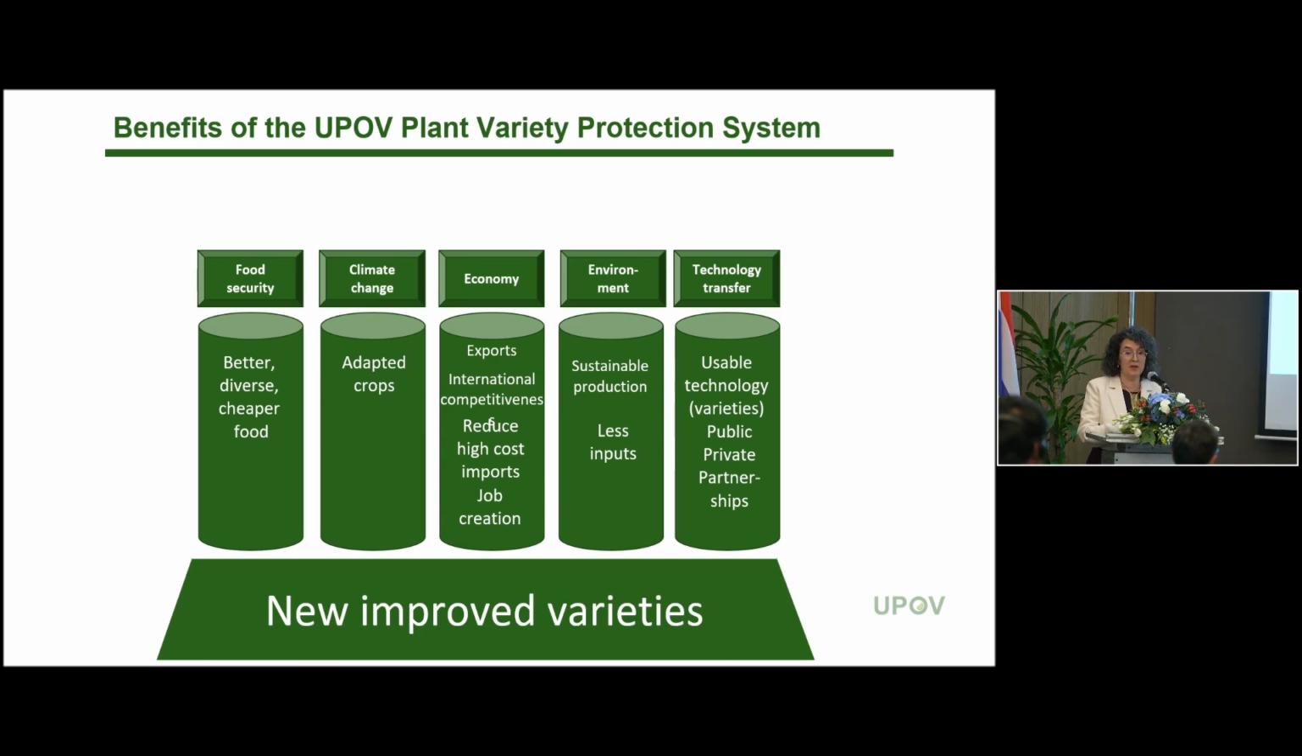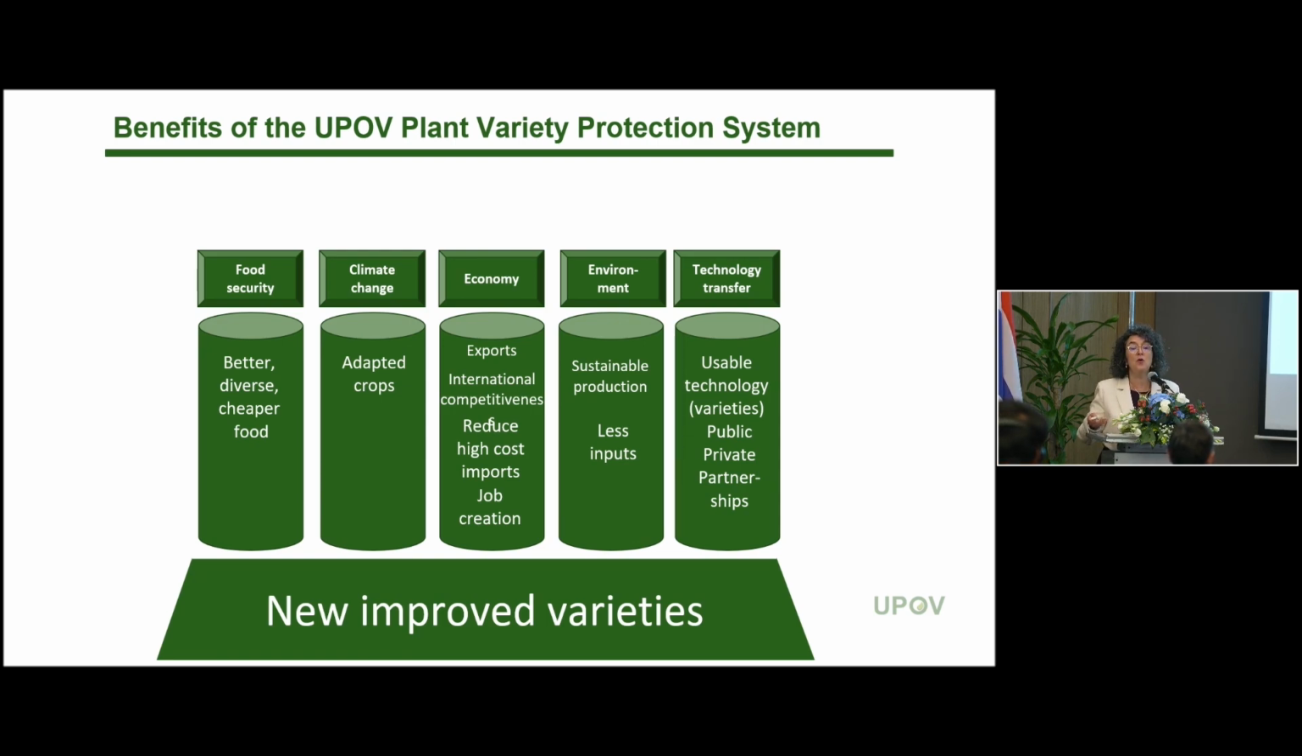We have the environment. Without effective plant variety protection and new plant varieties, sometimes there will be a need to use more land and more resources, and sometimes this affects some of the areas that are in the forest and the wild plants. So this is also one key element to ensure sustainable development while protecting the environment. And technology transfer.